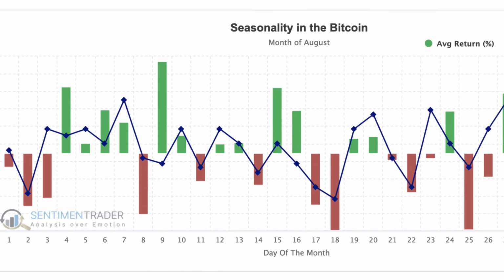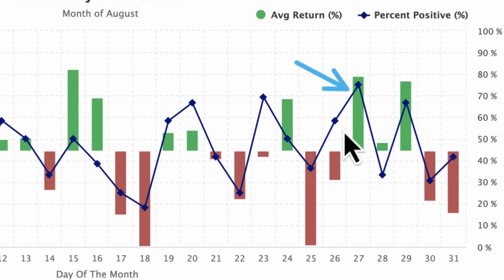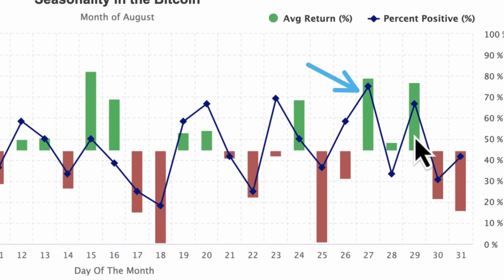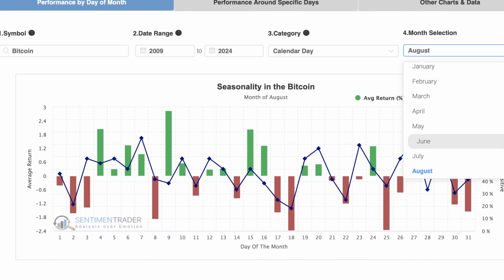Now, the win rate, this blue line, seems to improve towards the end of August, the last few days of August. But I should say that this chart for me doesn't speak much. For me, the seasonality for Bitcoin in August is not the one we should pay attention to because it's very mixed, very hodgepodge. So this particular chart is not that important, and I'm not going to place too much reliance on it. For me, what's really important is what's going on for the months.